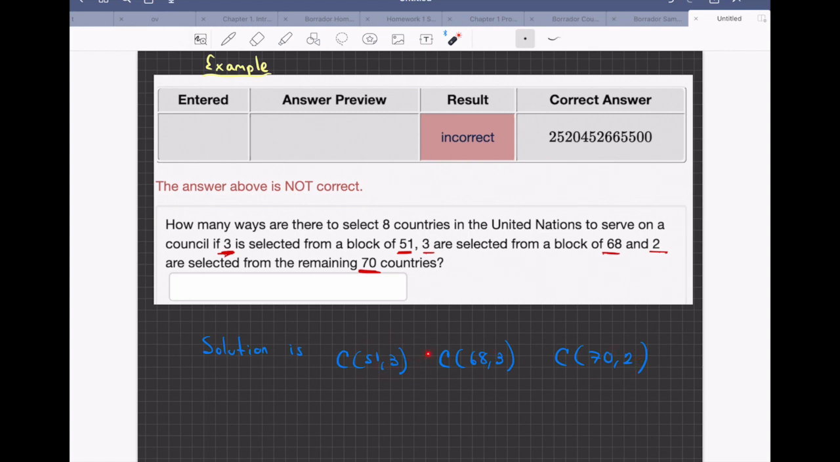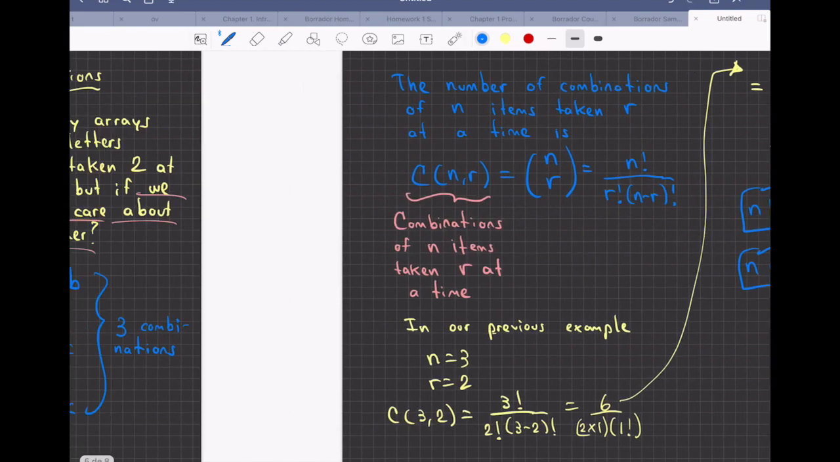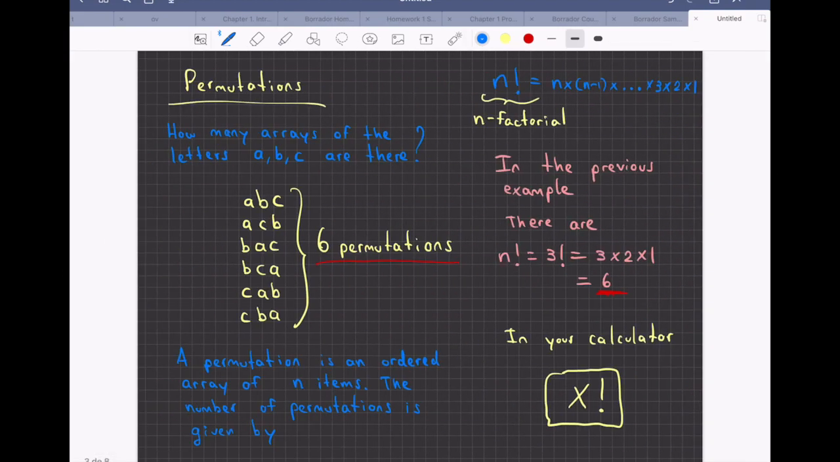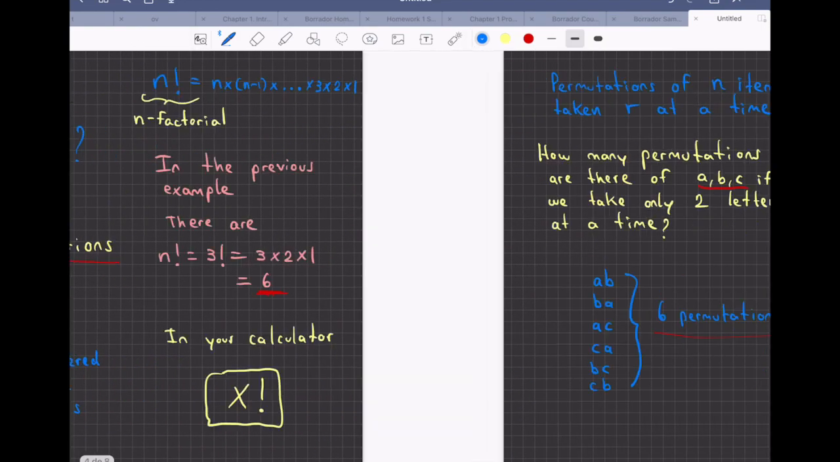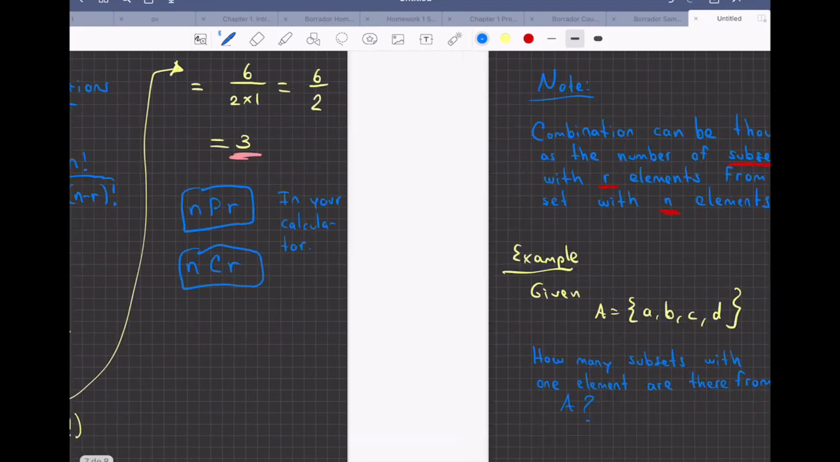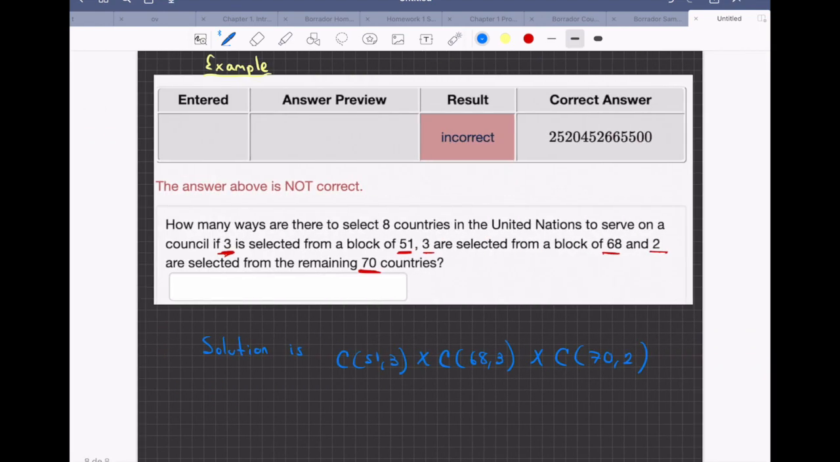Once I have the options here, I will have the 8 countries. So what do I need to do with these numbers? You're right. Apply the multiplication principle, or the product principle, or the product rule. So I have to apply this.